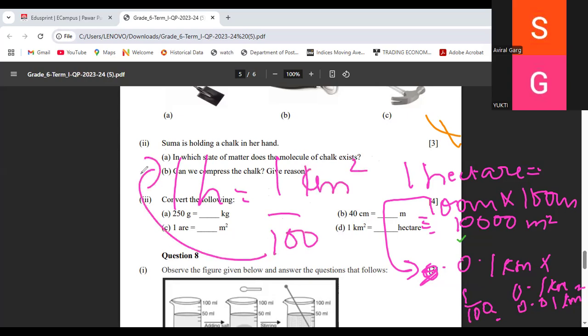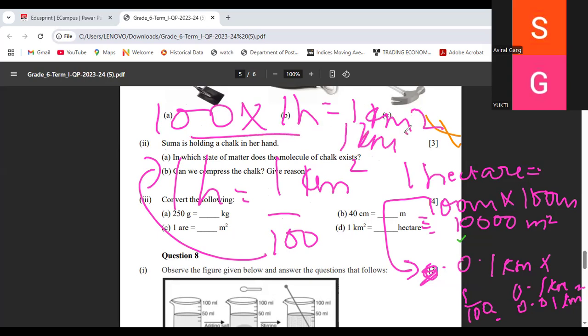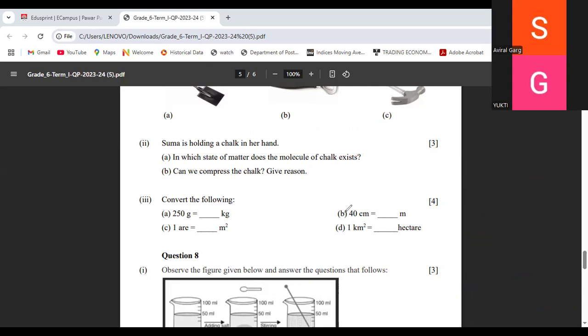We will send this here. 100 into 1 hectare is equal to 1 kilometer square. So 1 kilometer square is equal to 100 hectare. This is our answer. With such questions, you need to remember the definitions of the terms. I think time is up.